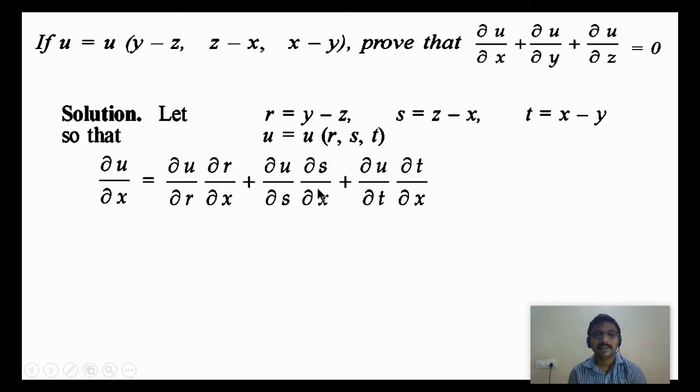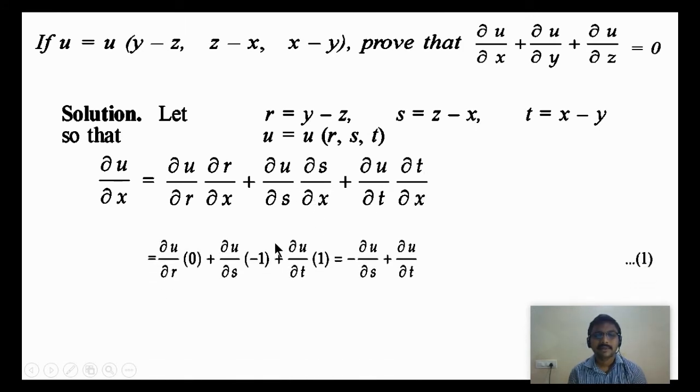Now computing these partial derivatives ∂r/∂x, ∂s/∂x, and ∂t/∂x. Substituting the values: differentiating r partially with respect to x, keeping other variables treated as constant, that is y and z are constant, the derivative of y minus z is 0. Similarly, ∂s/∂x: the z derivative is 0, minus x derivative is minus 1. ∂t/∂x: x derivative is 1 and minus y derivative is 0, so 1.